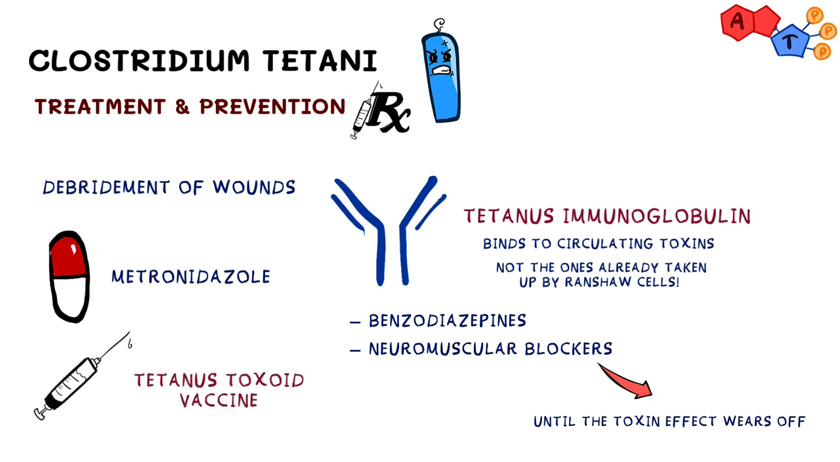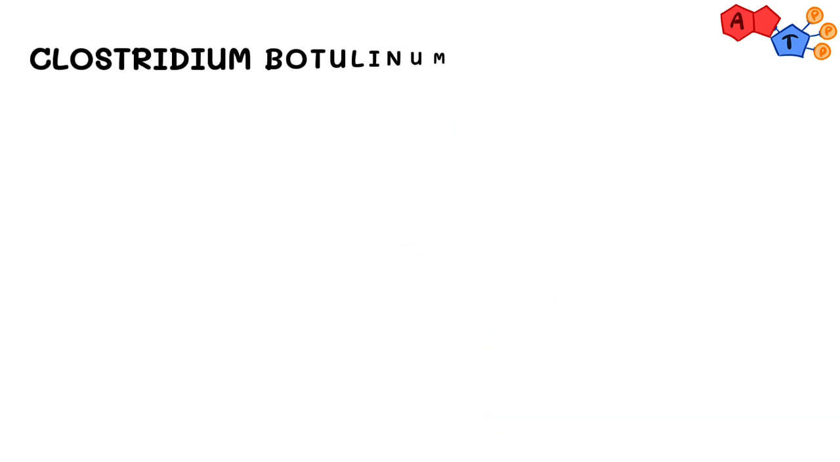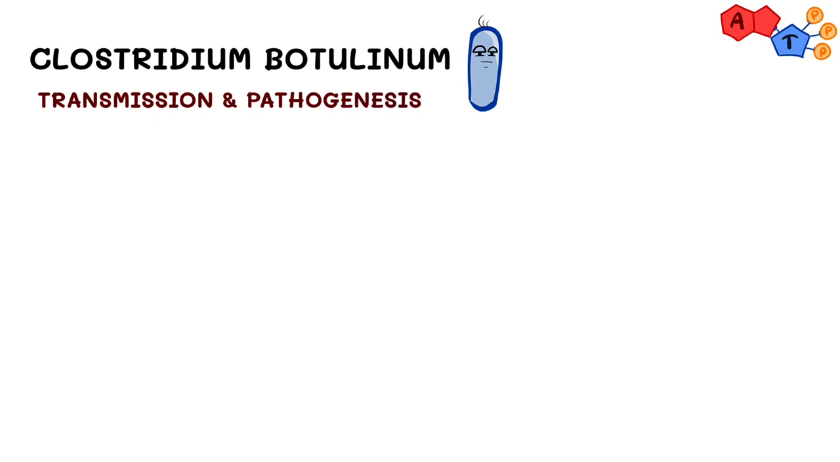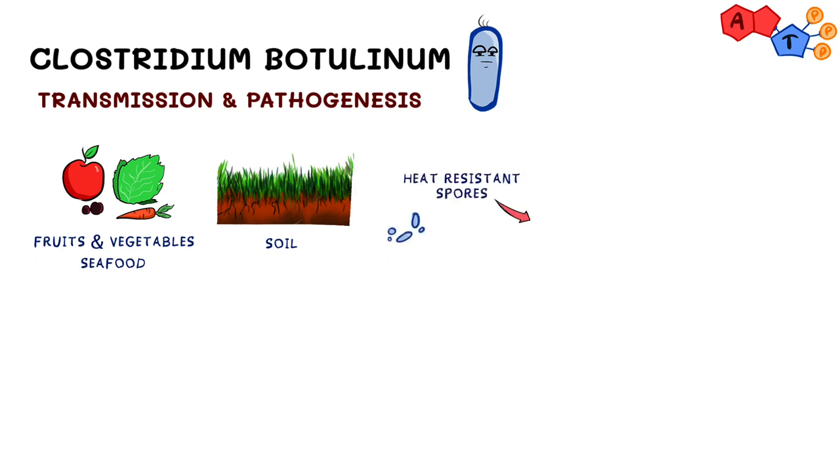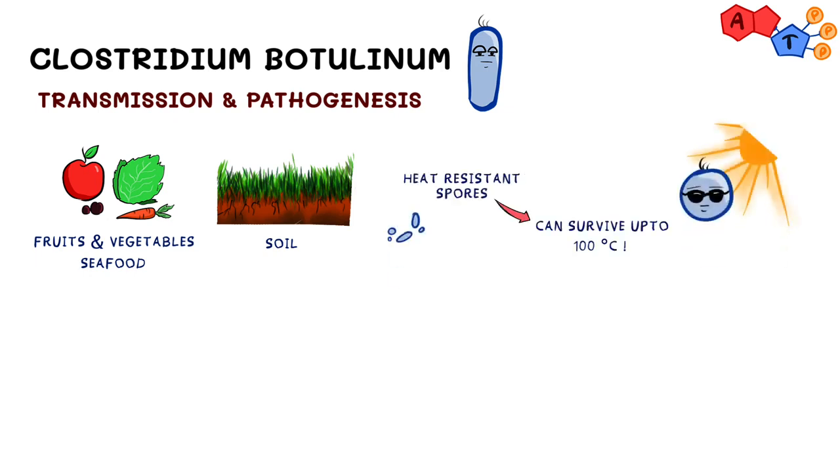Now let us move on to Clostridium botulinum. Clostridium botulinum can be found in many places like vegetables, fruits, seafood, soil, etc. It produces heat-resistant spores that can survive up to 100 Celsius.